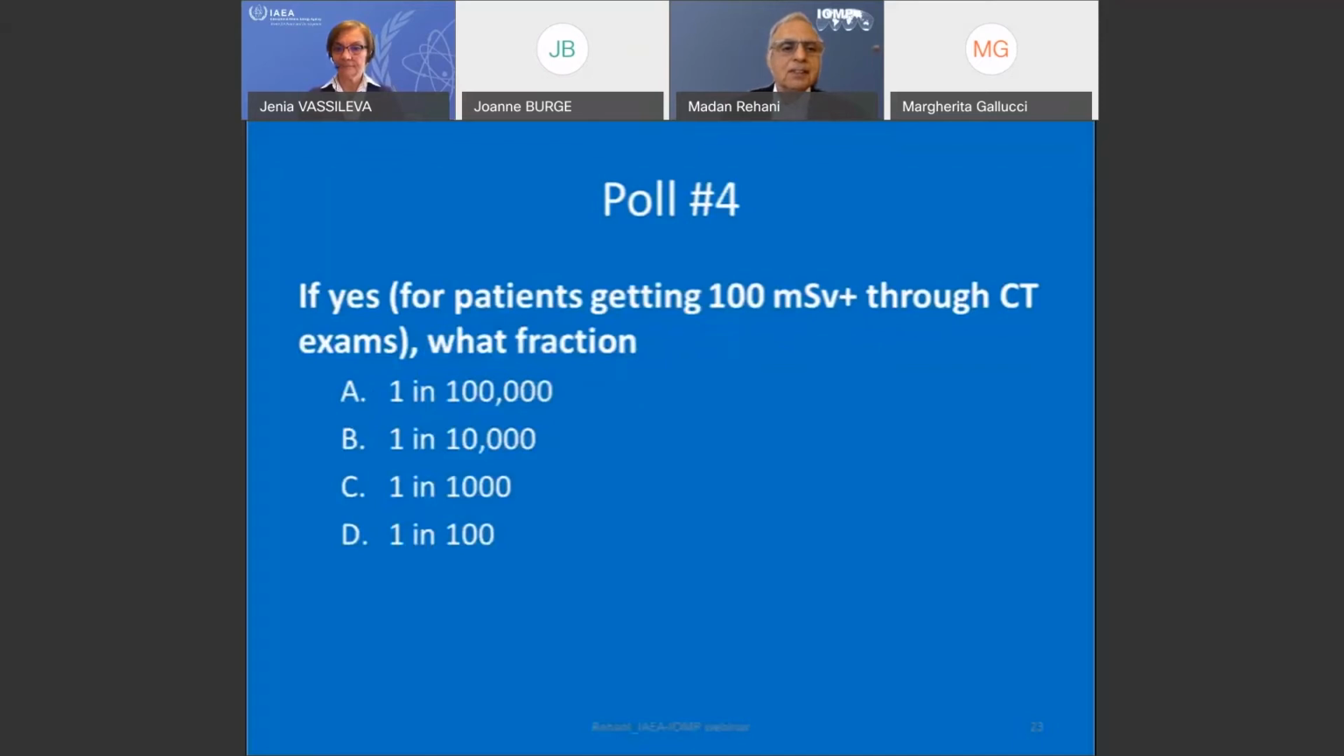Next one. If yes for patients getting 100 millisievert plus through CT, what fraction do you think is the correct one? 1 in 100,000 patients getting more than 100 millisievert through recurrent CT exams, 1 in 10,000, 1 in 1,000, 1 in 100.